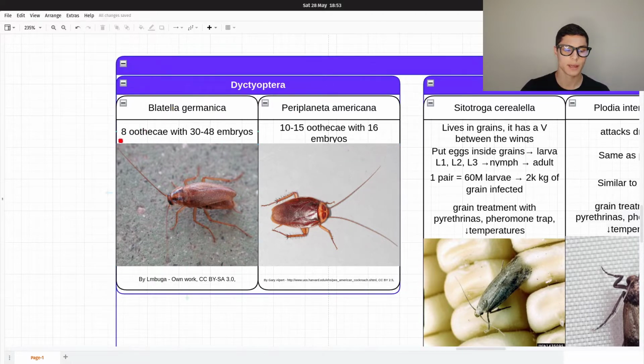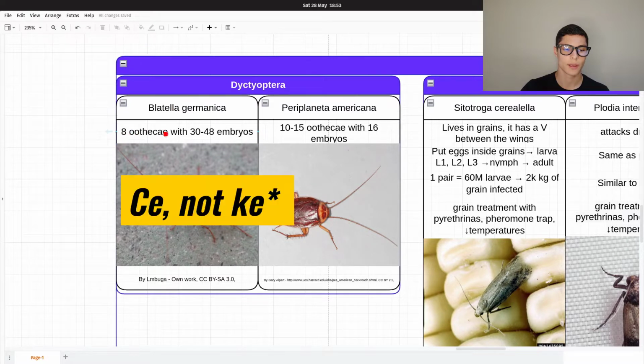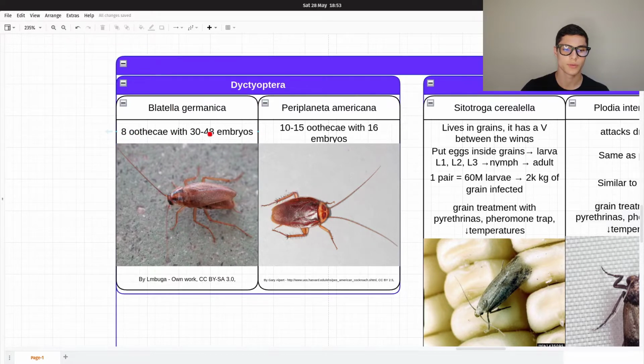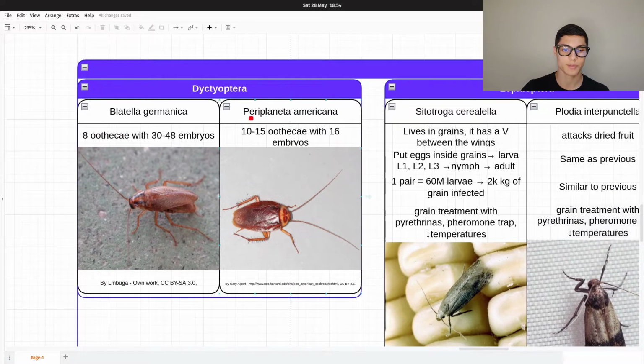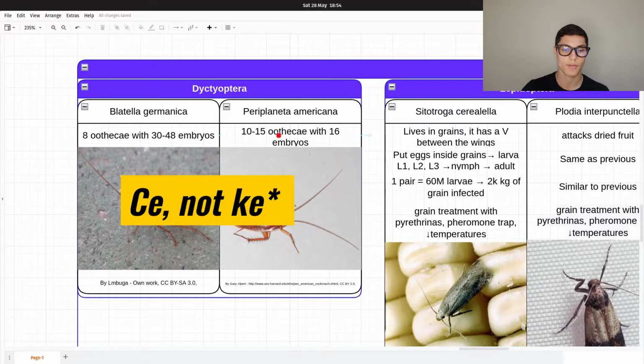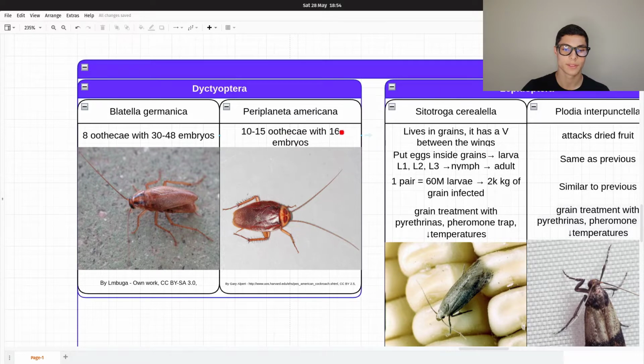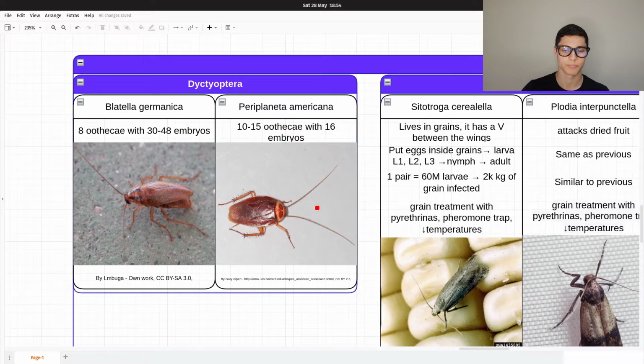The Blattella germanica has 8 oothecae with 30 to 40 embryos. That's another word for eggs, because arthropods don't really have eggs, they have oothecae. And in the case of the Periplaneta americana, they have 10 to 15 oothecae with 16 embryos.